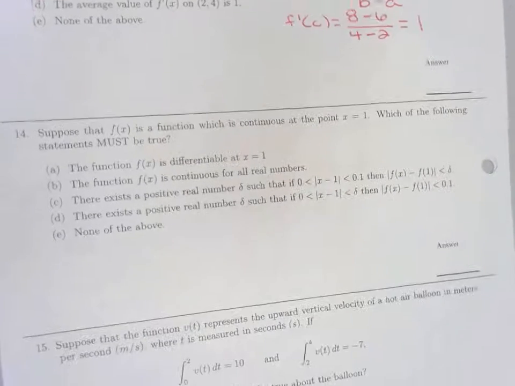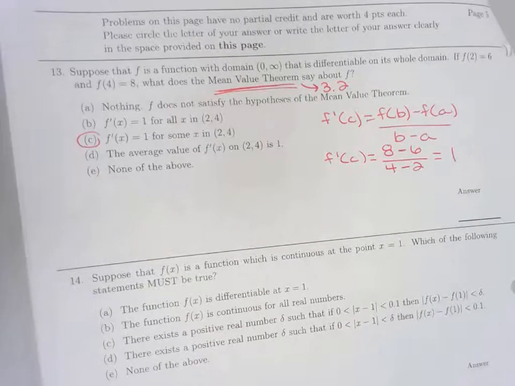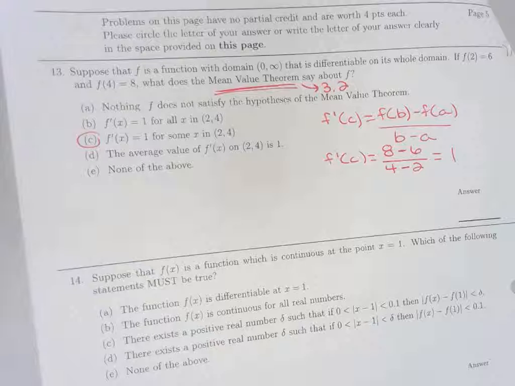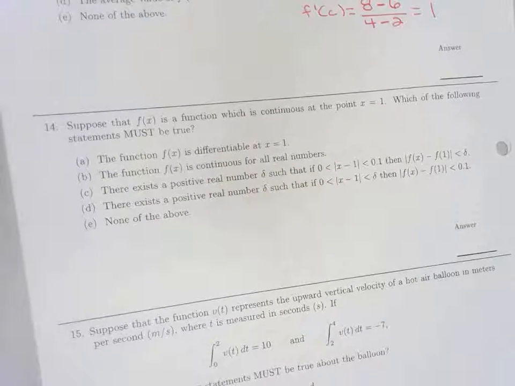Thank you. Okay, 14. So again, that one is another example. If you had no idea what mean value theorem is, then that would be hard. But if you know mean value theorem pretty well, you should be able to take an educated guess. 14. Suppose that f of x is a function that is continuous at the point x equals 1. Which of the following statements must be true? The function is differentiable at x equals 1. The function f of x is continuous for all real numbers. There exists a positive real number delta such that the absolute value of x minus 1... I'm not going to read that, you can look at it. I'm tired of talking.